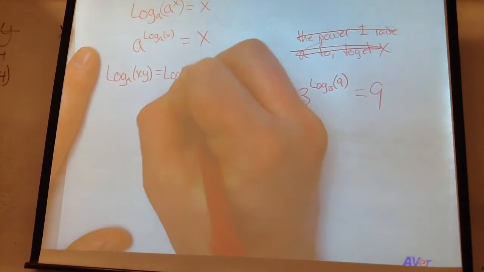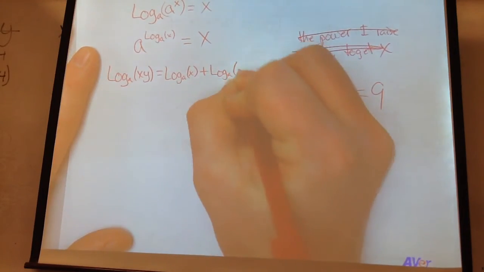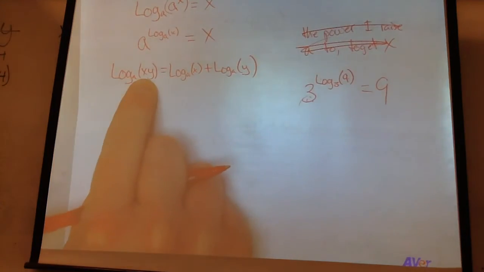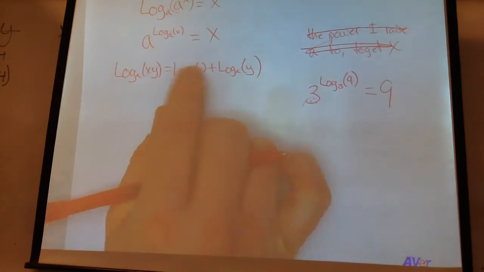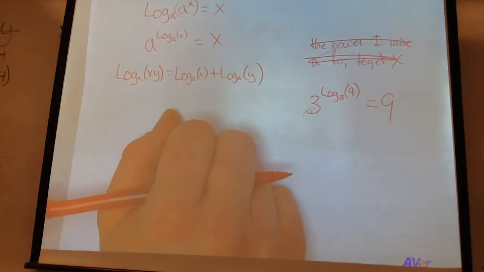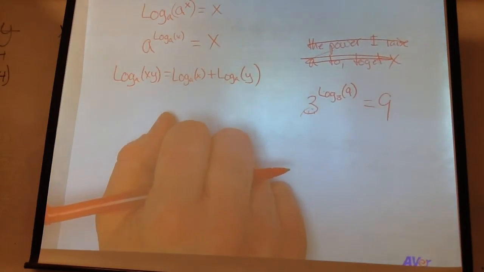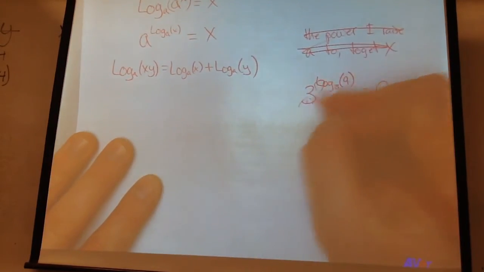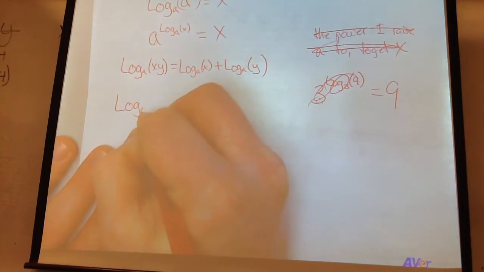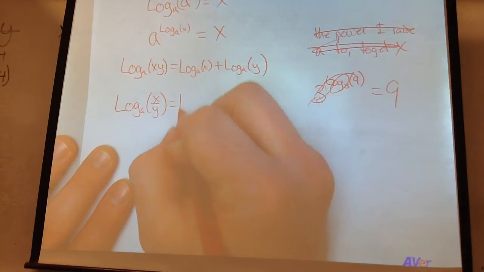Log base A of x times y equals log base A of x plus log base A of y. If you have a log and you have multiplication inside of there, it's equal to addition. We're not going into why, it's just, who cares? It's really easy to remember. And guess what division is? Subtraction.